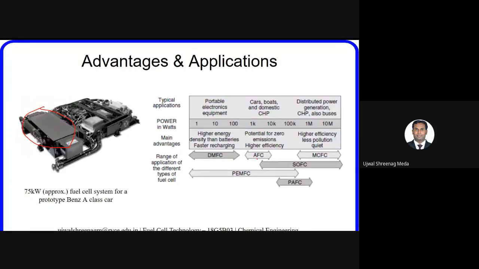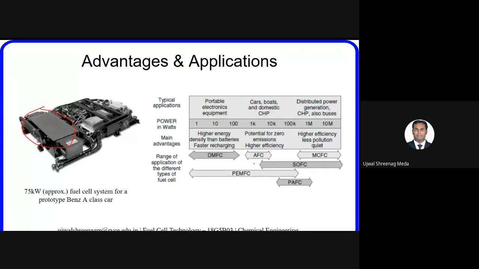Alkaline fuel cell, so it is in the order of 1 to 10,000 watts. Then if you consider molten carbonate fuel cell, it's in the order of megawatts, so 1 megawatt to 10 megawatts. Usually such systems are for electricity generation on a large scale, which can be compared with conventional hydroelectric power generation.